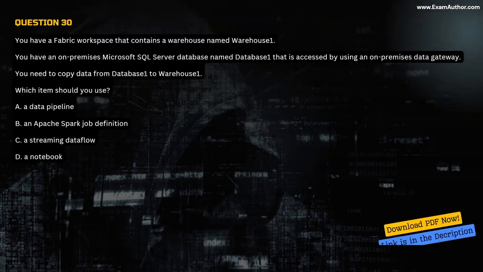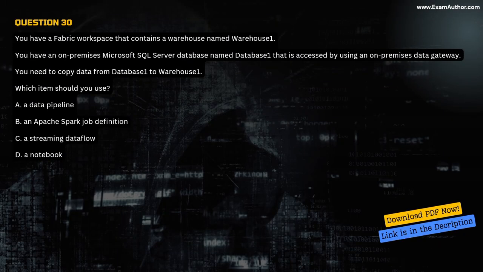Question 30. You have a Fabric workspace that contains a warehouse named Warehouse 1. You have an on-premises Microsoft SQL Server database named Database 1 that is accessed by using an on-premises data gateway. You need to copy data from Database 1 to Warehouse 1. Which item should you use?